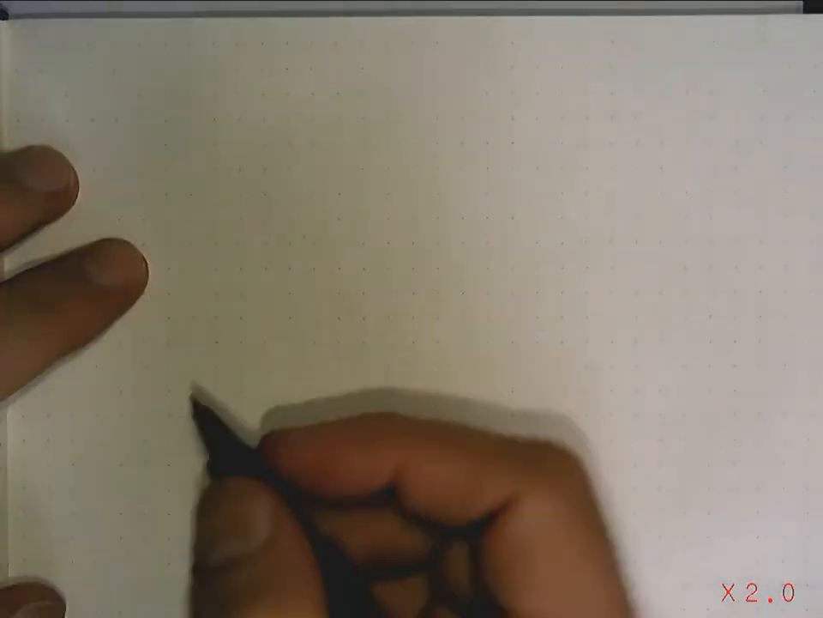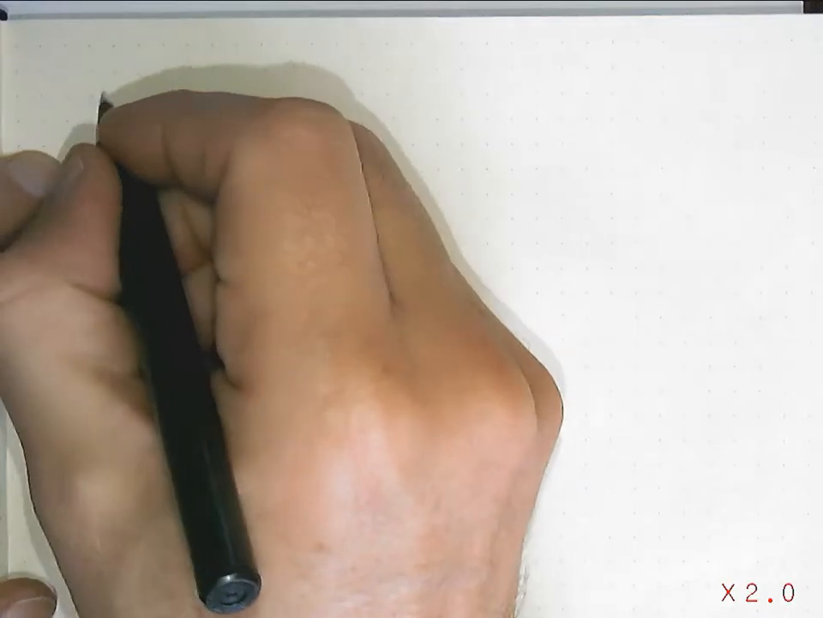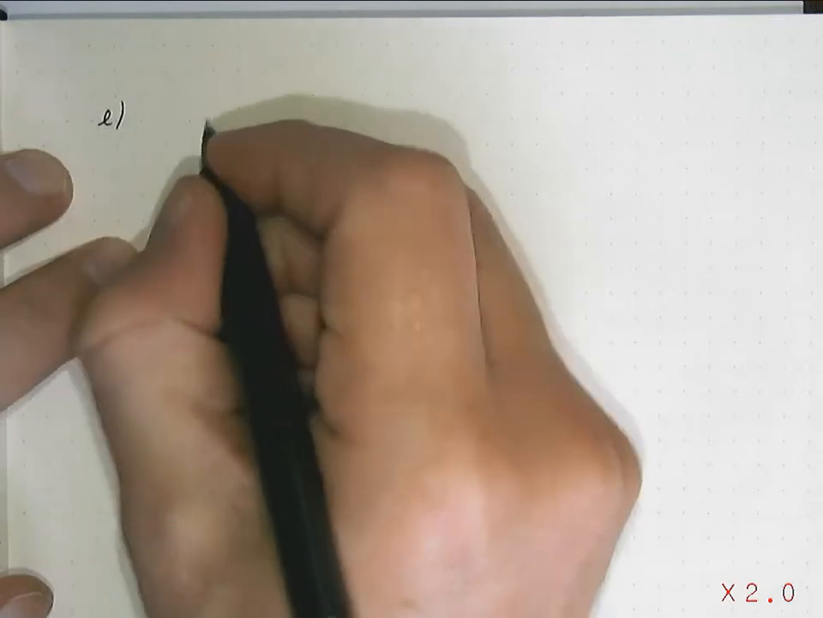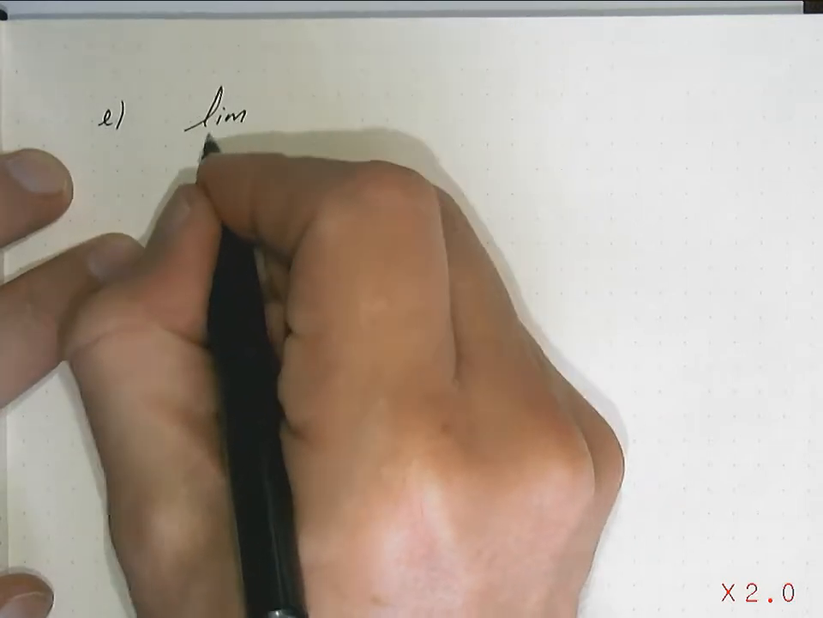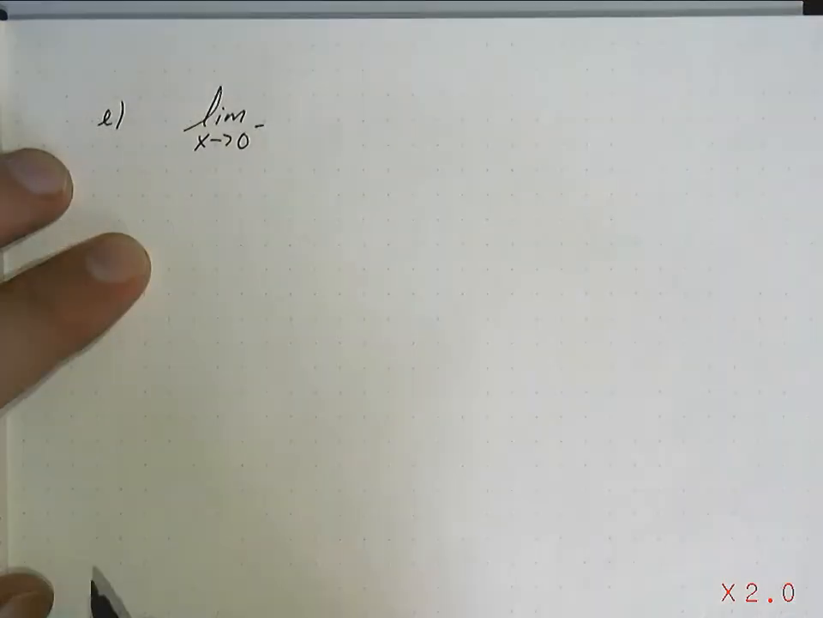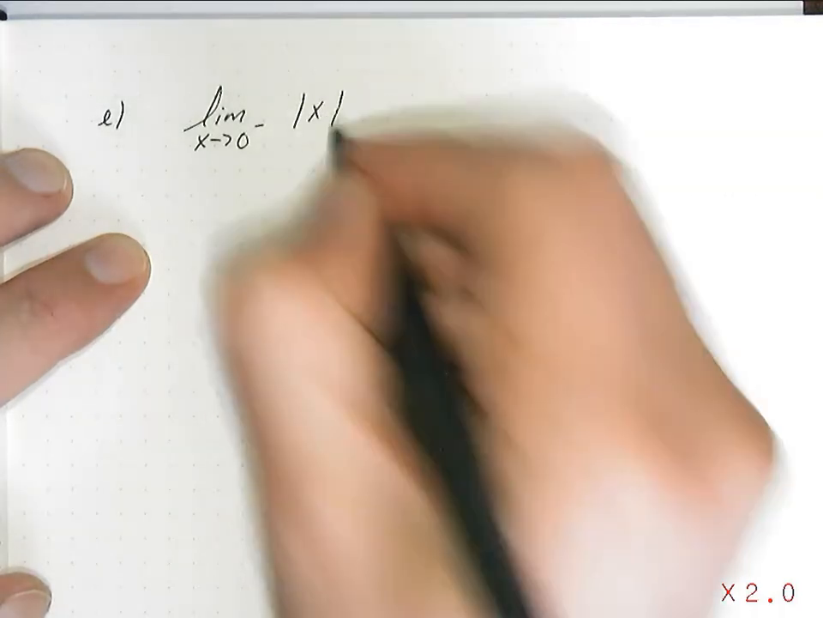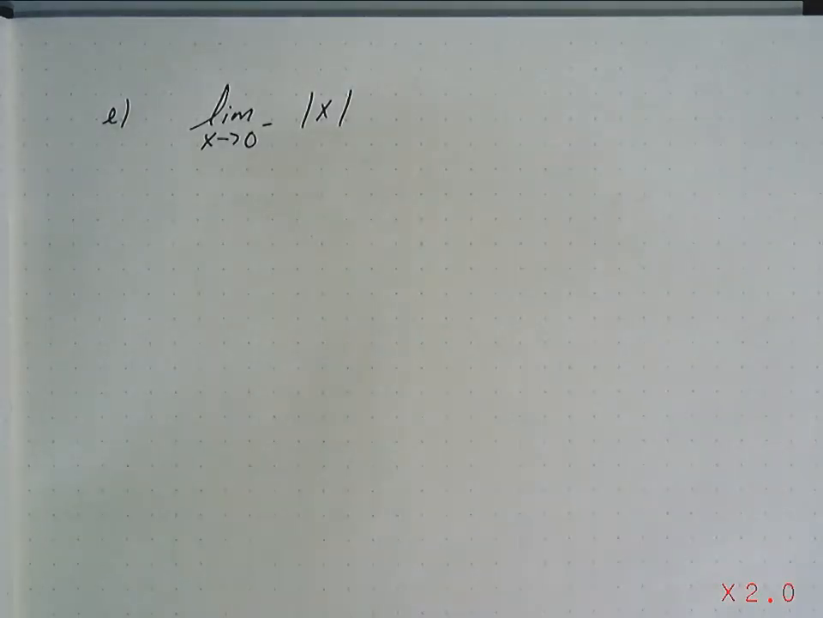More examples. Oh, what fun. A, B, C, D, E. Limit as x approaches 0 from the left of the absolute value of x. That's a good one.